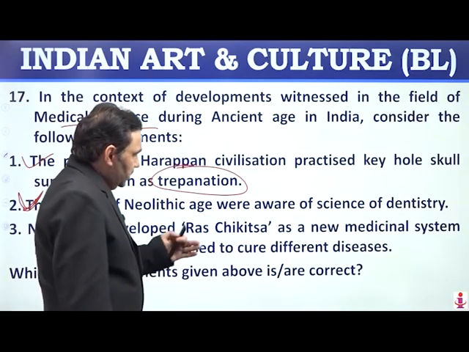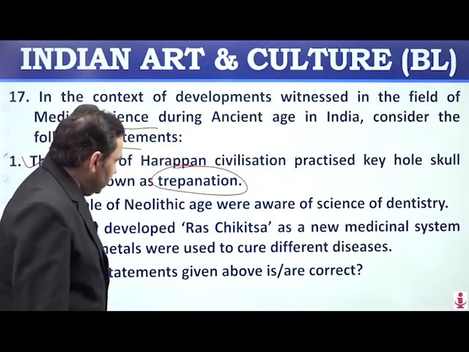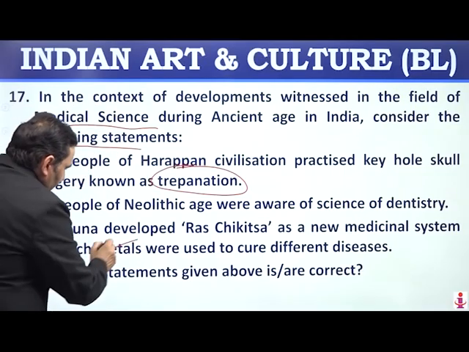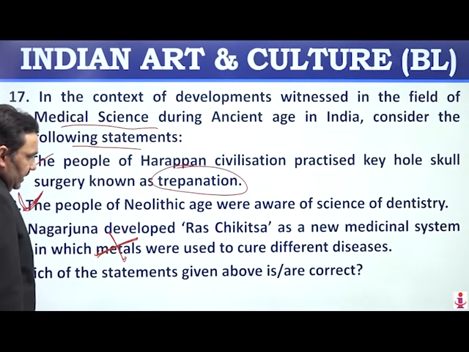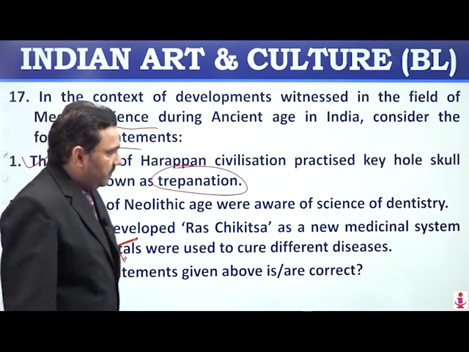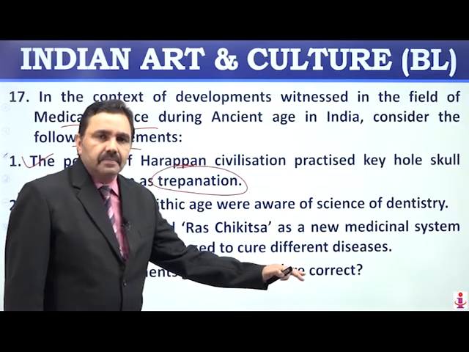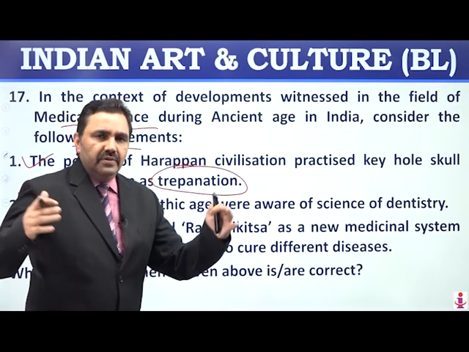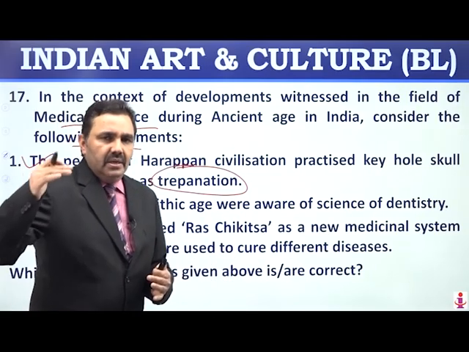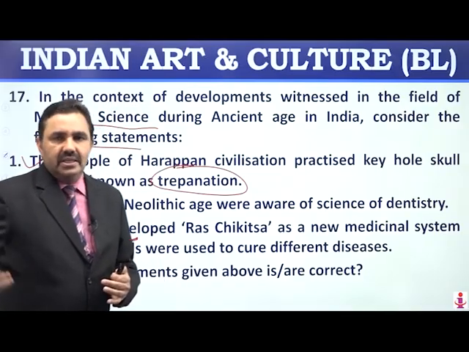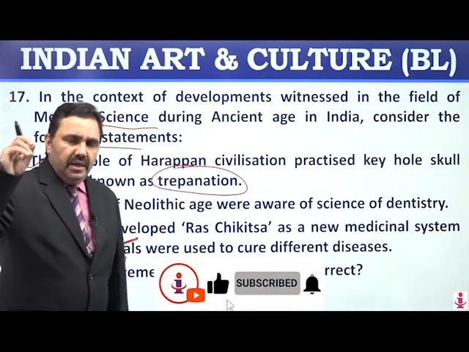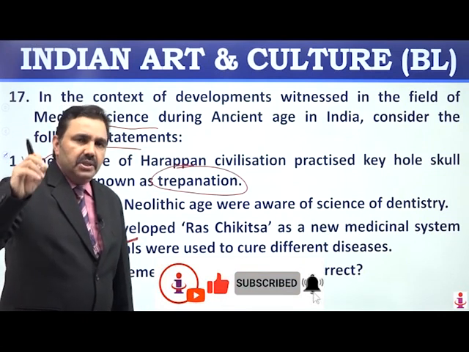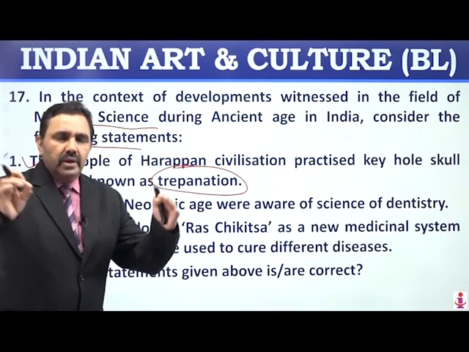Nagarjuna developed Ras Chikitsa, correct, as a new medicinal system in which plant extract, juice, ras, not metals, were used as cure to different diseases. This was a phenomenon of early medieval age. Nagarjuna is believed to have lived in 10th century and he discovered Ras Chikitsa. He also discovered the medicinal properties of metals, but these two were different things.